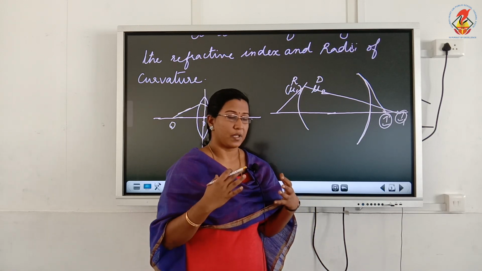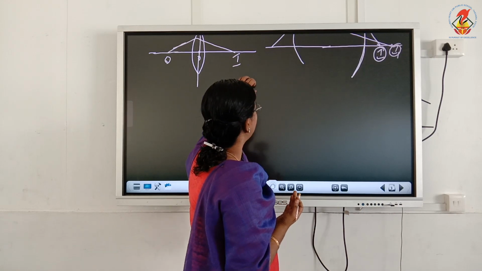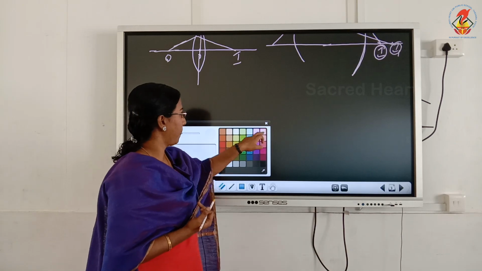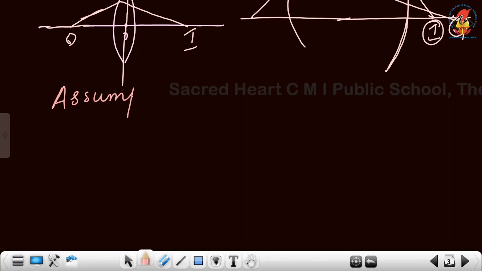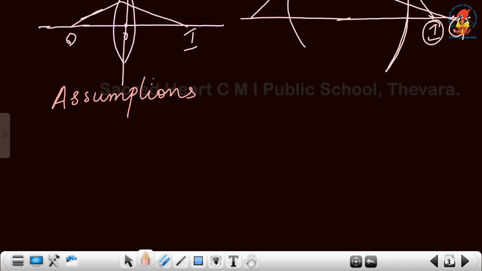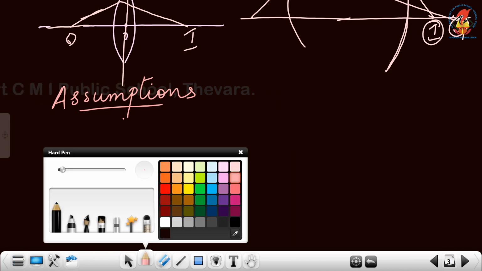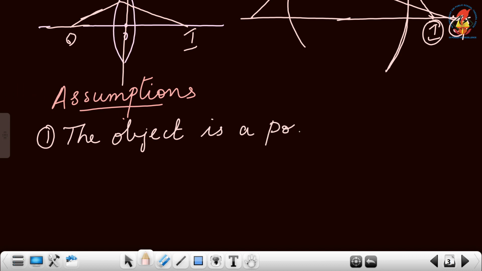Now, like we use certain assumptions for deriving the refraction through a convex spherical surface, here also 4 assumptions are used. These 4 points are very important for the board exam, because they will ask the question which are the assumptions used for deriving the lens maker's formula. So, the first assumption is the object is considered to be a point object.